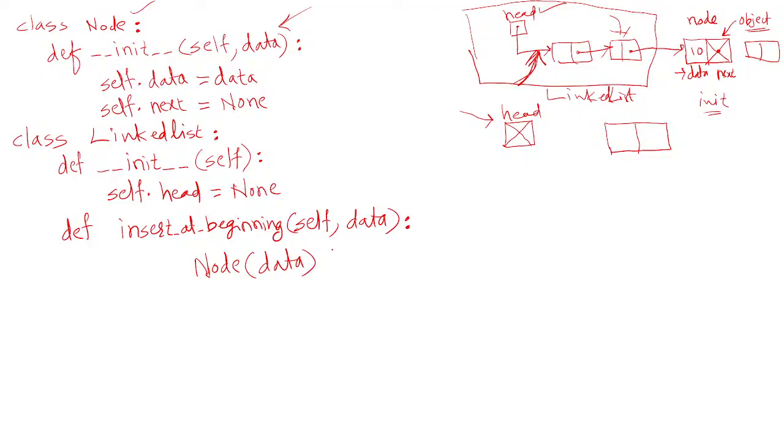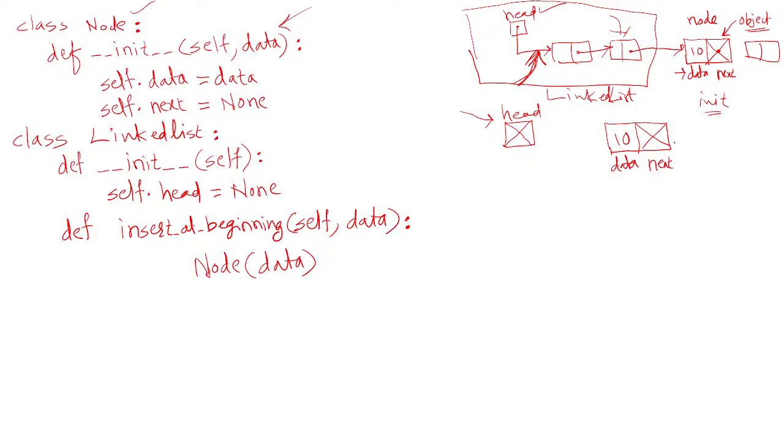Assume that the data value is 10; you create node 10. This calls the node class constructor, and immediately the memory will be allocated like this. Then it does self dot data is equal to data. Here the first member is called data and the second member is called next pointer. So self dot data is equal to data means 10 will be inserted here. Then the next pointer will become none.